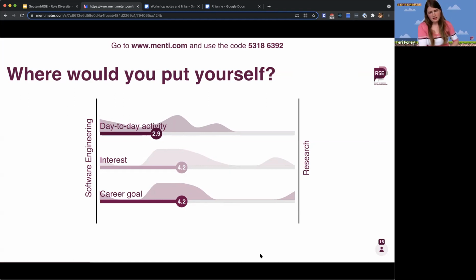So, for me, looking at this looks really interesting because it seems like people are doing a lot of software engineering in their day-to-day activity, whereas their interest and potentially career goals are slightly more centralized between engineering and research. So are people not doing as much research as they might be wanting to do? Which is interesting. Cool.